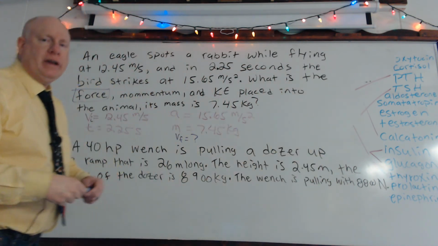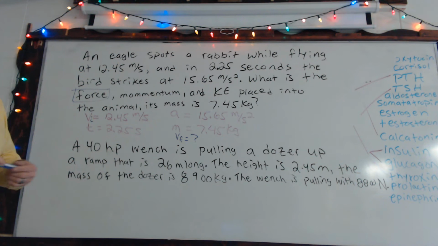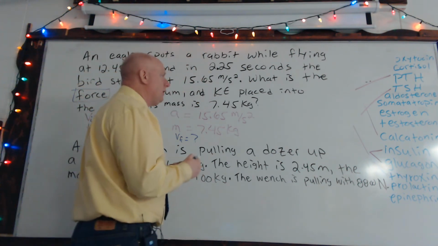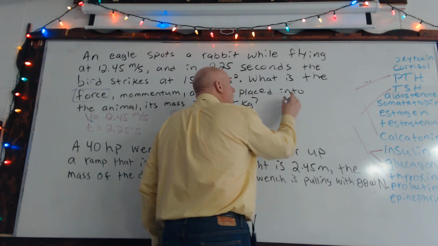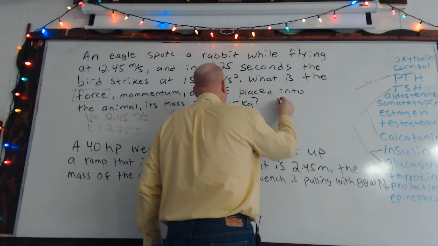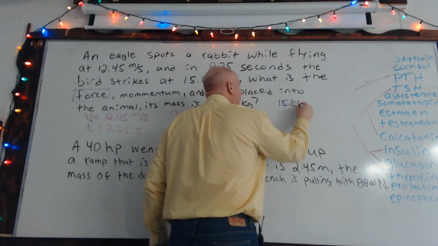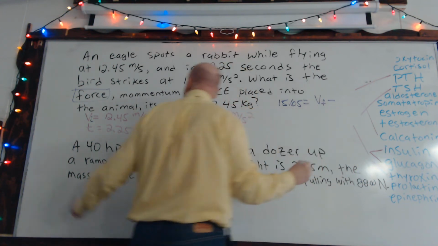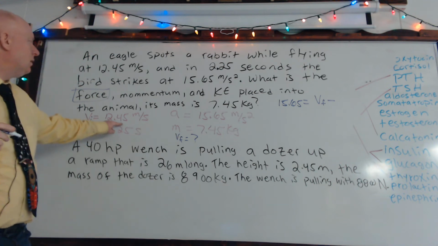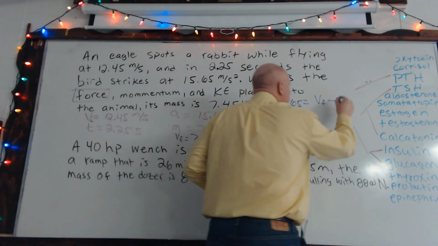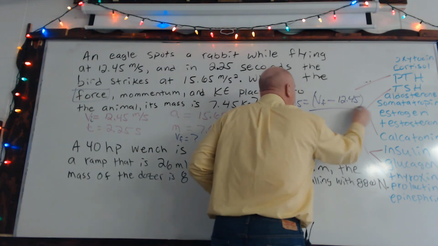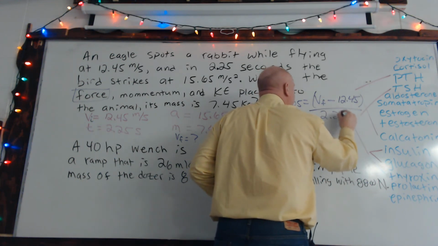And more often than not, well, I shouldn't say more often than not, but the final velocity is much easier to find than the initial. So acceleration, 15.65, equals velocity final minus whatever our initial velocity was, which is 12.45. And of course, that's all over 2.25.